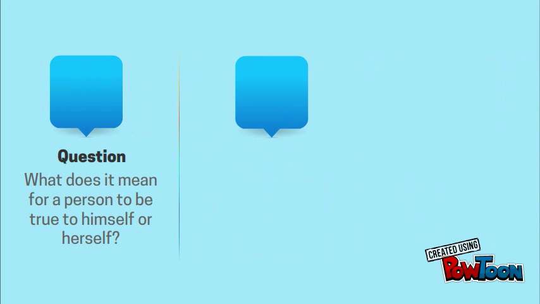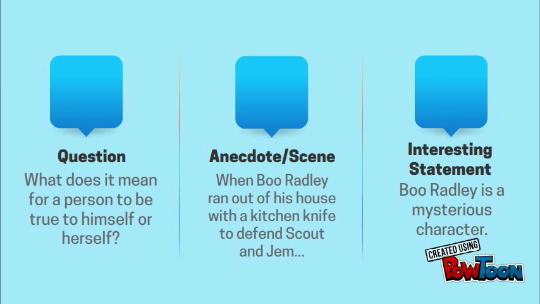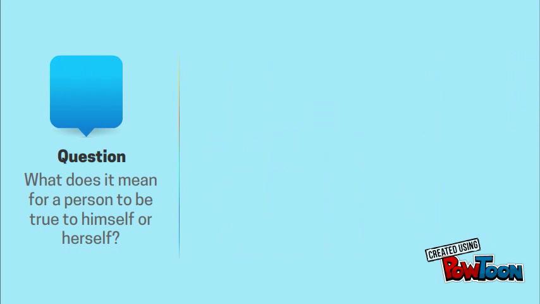Or I could start with an anecdote, which means a story or a scene. In other words, I could start by giving a scene from the book that relates to this situation. So for Atticus, it could be a scene about him defending Tom Robinson. And for Boo Radley, I'm going to talk about the scene when Boo Radley ran out of his house with a kitchen knife to defend Scout and Jem, and then I'd continue that sentence. So I could start with an interesting scene from the book.